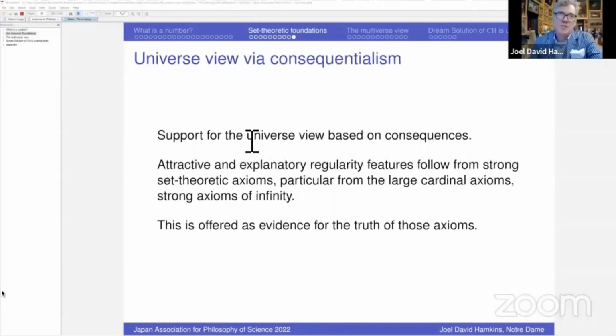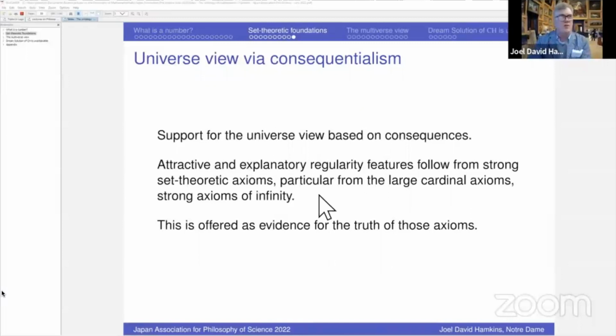So some support for this universe view is based on consequentialism, on the consequences of the set theoretic axioms. It turns out a discovery of 20th century set theory is that there are many, many attractive and highly explanatory regularity features, even down low at the level of sets of reals, that follow from the strong set theoretic axioms, particularly from the large cardinal axioms, which are strong axioms of infinity.